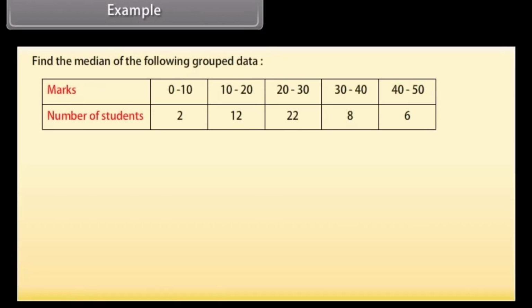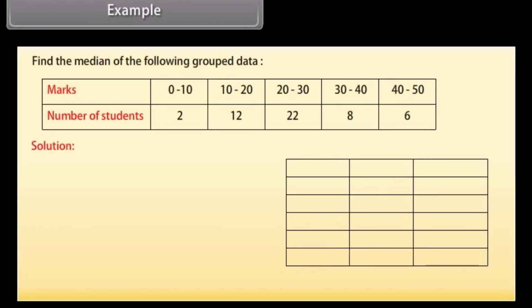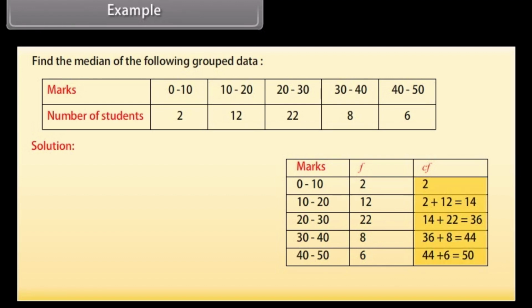Find the median of the following grouped data. Solution. In the first column, we've written the given marks. In the second column, we have written the given frequency. In the third column, we have found the cumulative frequency.